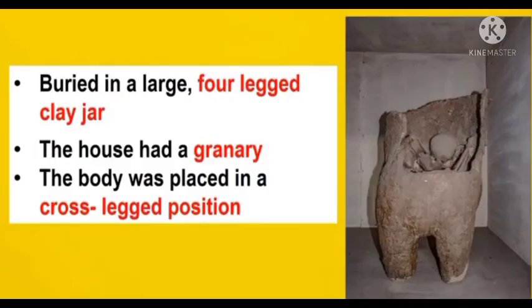One man was found buried in a large four-legged clay jar in the courtyard of a five-roomed house, one of the largest houses at the site, in the center of the settlement. This house also had a granary. The body was placed in a cross-legged position.